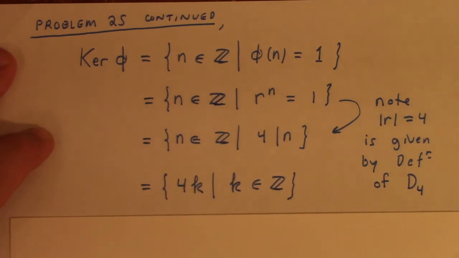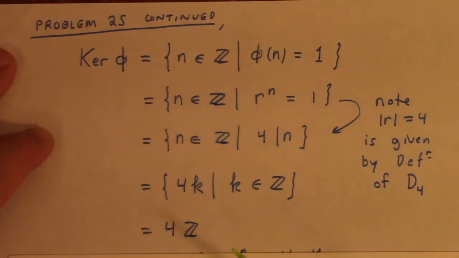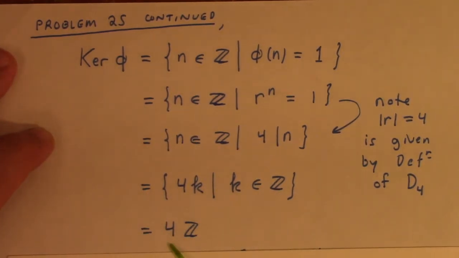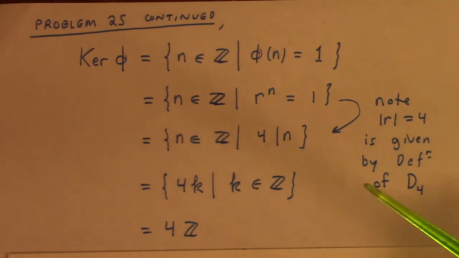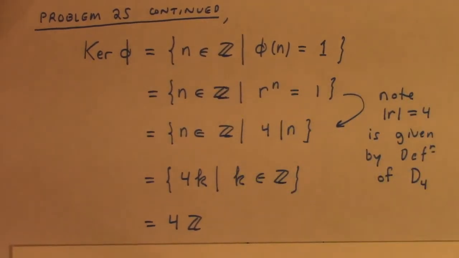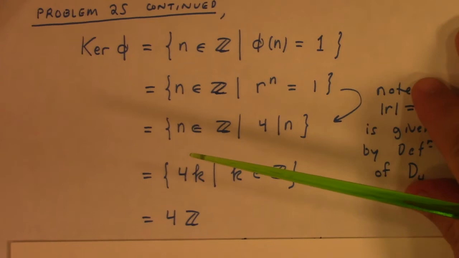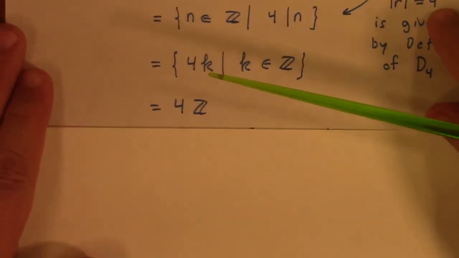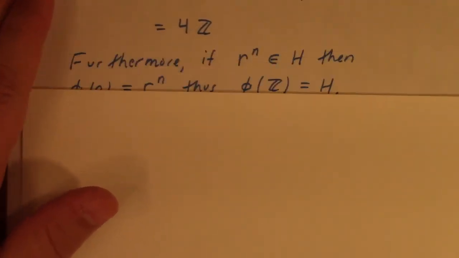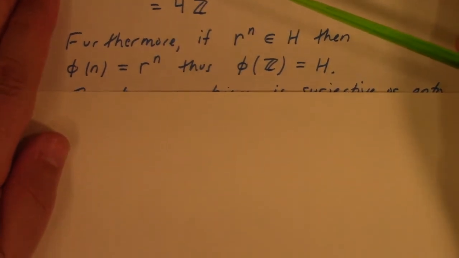Which is to say that n is a multiple of an integer k, right? n has to be equal to 4k if 4 divides n, right? Definition of divisibility. And hey, that's it, right? Right there you've got, by definition, the multiples of 4. The kernel is the multiples of 4. It's that coset, if you will. So, yeah. Now let's put it all together. So we've got the kernel is 4Z, and let's finish the thought here.